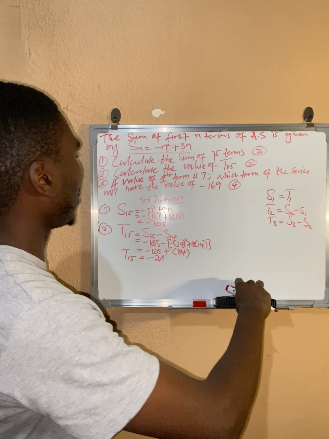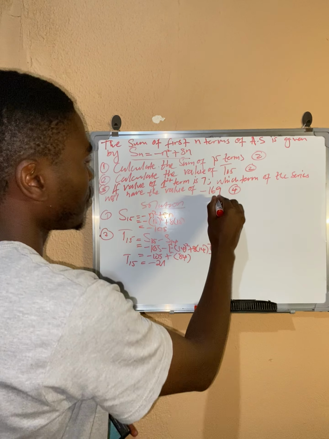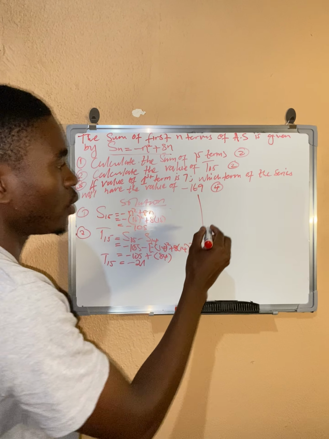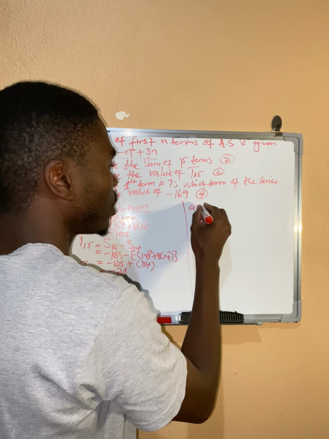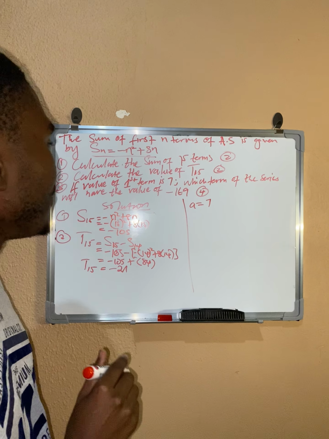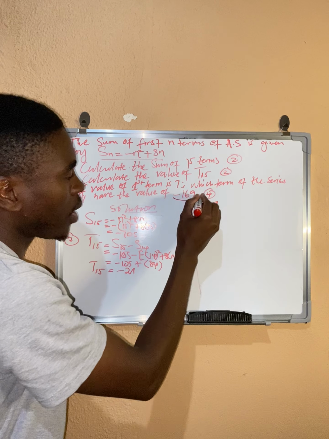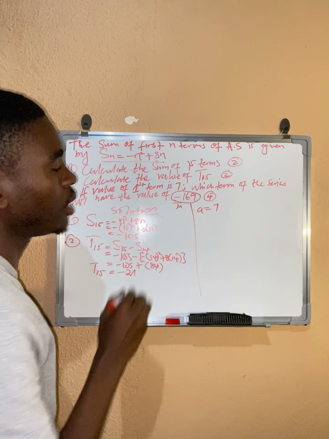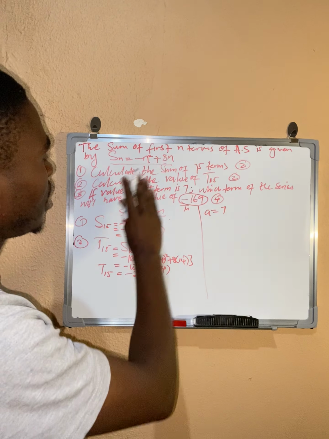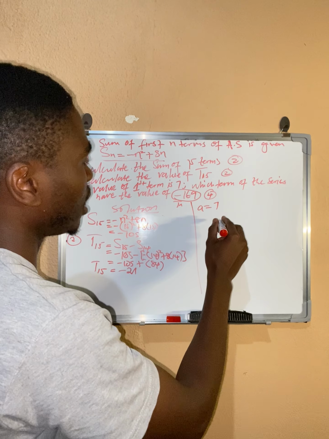Now our last question. They are saying if the value of the first term, a, is equal to 7, which term of the series will have the value of negative 169? So this is our Tn. Already we're given this series, and it's an arithmetic series, so we're going to find our common difference.